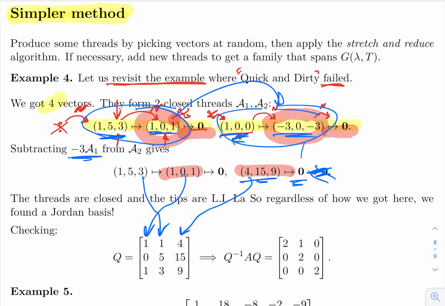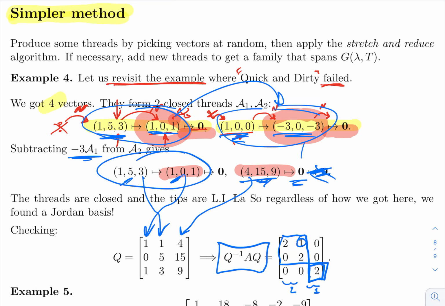And we check. We compute what our matrix or our operator is now, written with respect to this basis. What basis? This vector, then this vector, then this vector. And here we got our Jordan blocks. Very simple Jordan blocks. And here's the one. And we could even tell beforehand that this block would have length 2 and this one would have length 1, because the thread here has length 2 and the thread here has length 1. So I hope this illustrates how to apply the simpler method, but I'm going to show now more complicated examples.